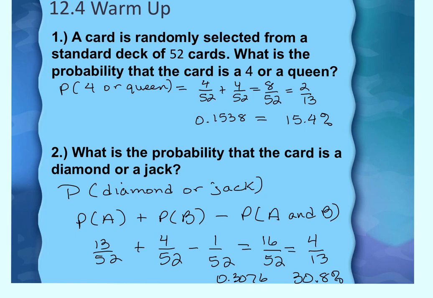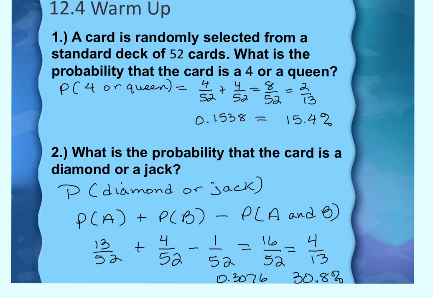All right, so the first one says a card is randomly selected from a standard deck of 52 cards. What's the probability that the card is a queen, a 4, or a queen? Remember that they're going to get looped together. Obviously, we did a lot of ors in this section, but they're going to get looped together with the ands. So you want to make sure that you can distinguish the difference between that language.